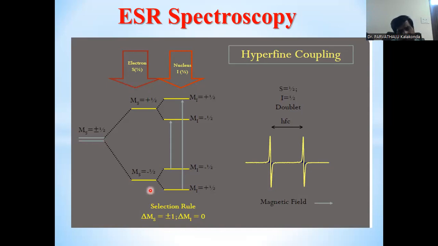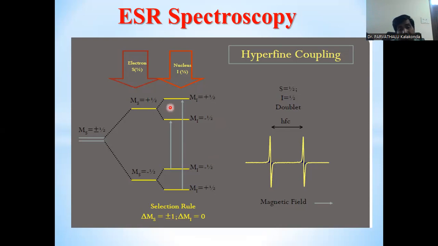When you increase the field, you have this condition, plus half and minus half. Minus half is the low energy state, plus half is the higher energy state. Then hyperfine structure means there is an interaction between the electrons and the nucleus. So the plus half splits again into plus half and minus half, and minus half also splits again into minus half and plus half.